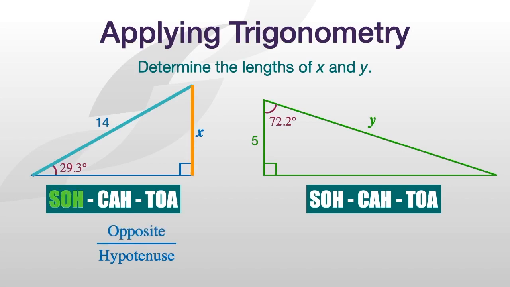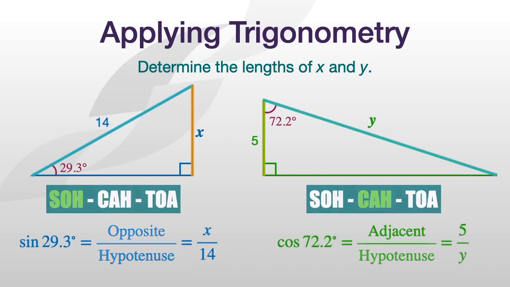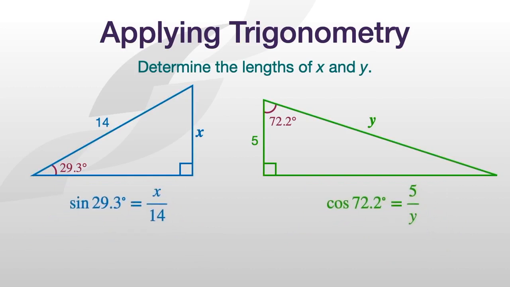So we can use the sine of 29.3 degrees and express that as the ratio of x to 14. In the second triangle, we are given the adjacent side and asked to find the hypotenuse. So we can use the cosine of 72.2 degrees and express that as a ratio of 5 to y. We now have equations that we can use to solve for the unknown side lengths.